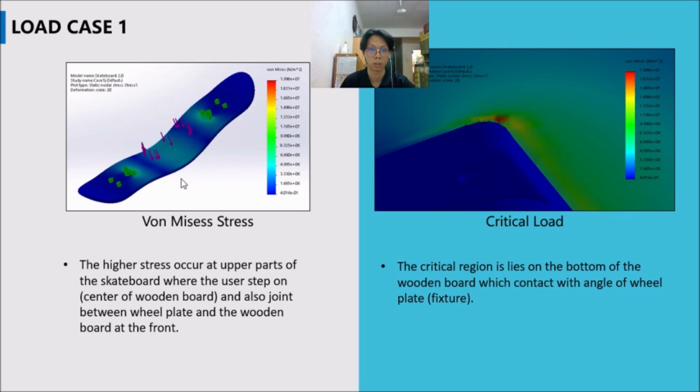However, these are not the highest stresses on the skateboard. We can see in this figure the critical region. It occurs at the bottom part of the skateboard. The critical region lies on the bottom of the wooden board, which contacts the angle of the wheel plate. The highest stress region is represented by the red color in this figure, and it is about 19.98 megapascal. This means that if the skateboard is going to fail, this region will fail first.